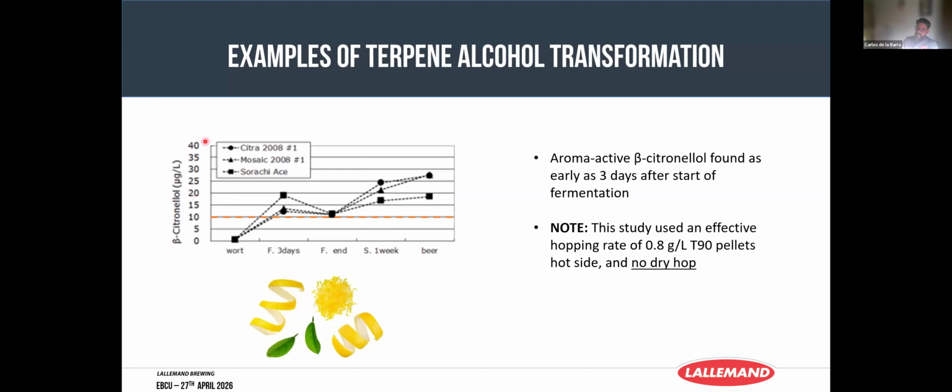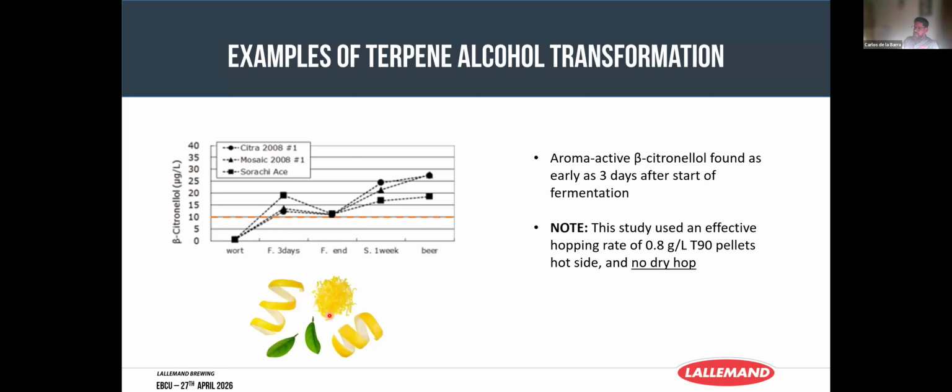And you can see it here in the different concentrations in the different stages of production. From wort all the way through beer, you can see that the different varietals would yield different amounts of beta-citronellol. Like I said at the beginning, there wouldn't be any in the wort before fermentation, because this is something that the yeast produces. But you can see here the red dotted line. This is the sensory threshold.